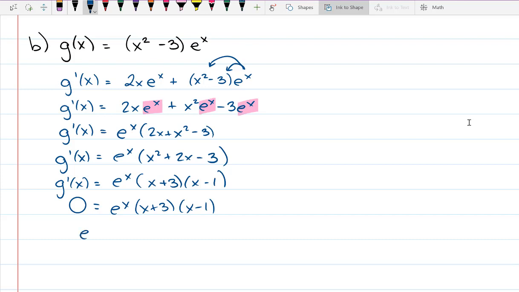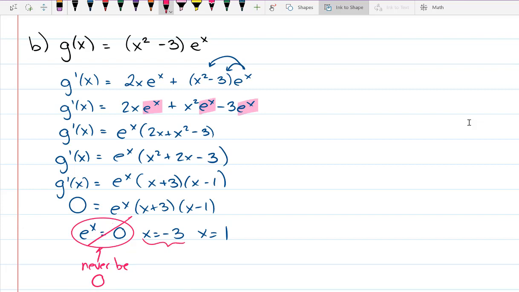So we set each of these equal to 0. Now notice right here, for this one, this can never be 0. So e to the x does not have a root. So we get the roots x equals negative 3 and x equals 1. So these are our critical points.